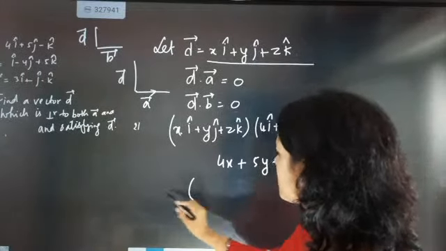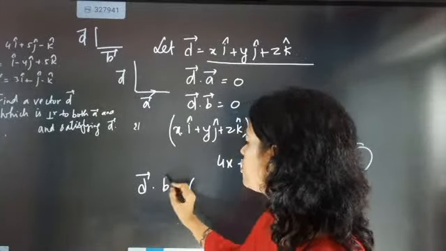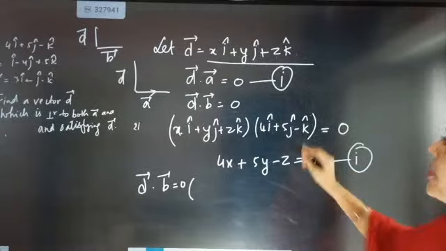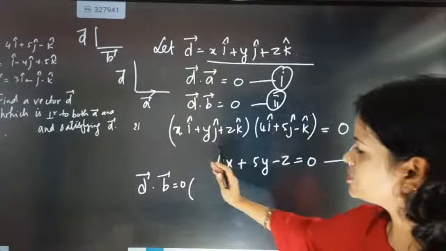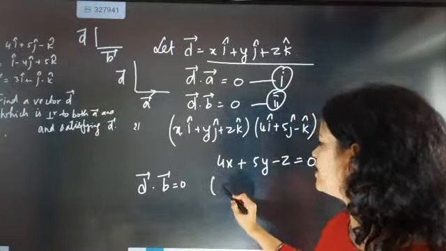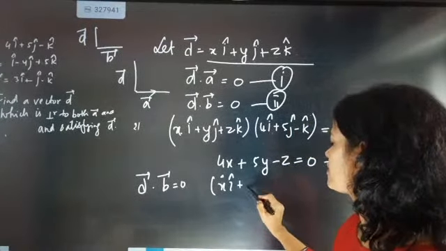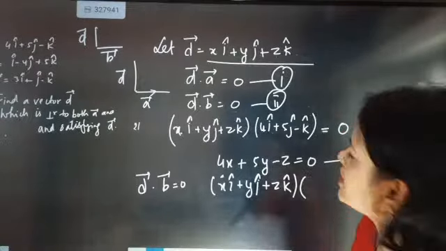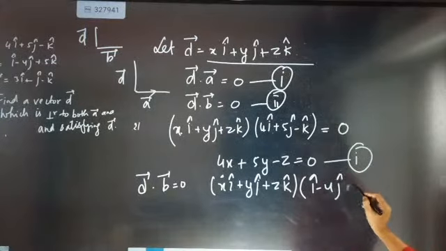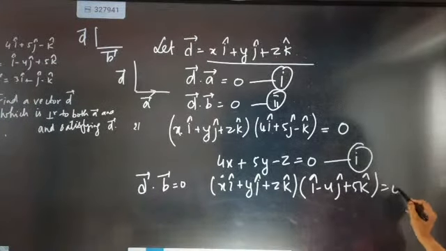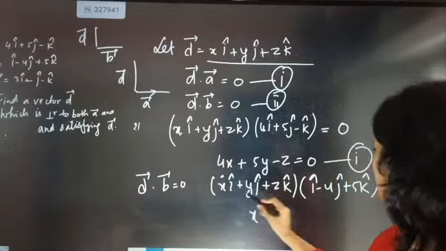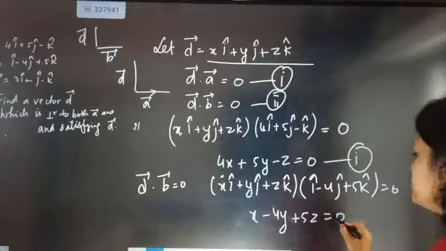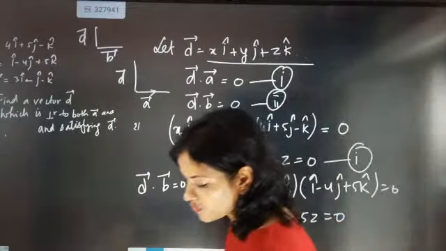Now d vector dot b vector equal to 0. First we solved this one, which is 1, and now we solve this 2. Second one is coming as d vector is again xi plus yj plus zk, and b part is exactly coming as i minus 4j plus 5k, and this is equal to 0. So x will become x here, and here it will become minus 4y, and then 5z equal to 0. Check this one out: x minus 4y plus 5z.